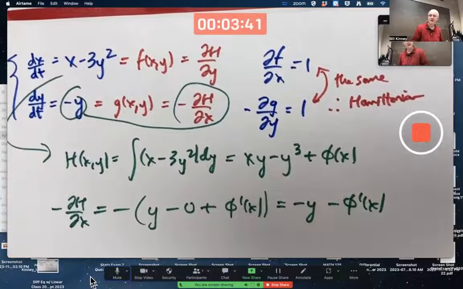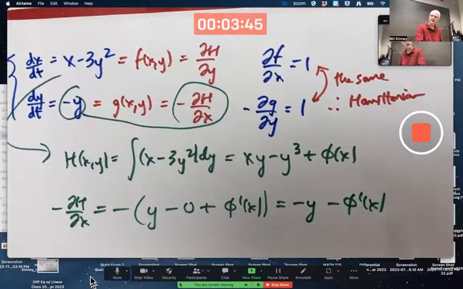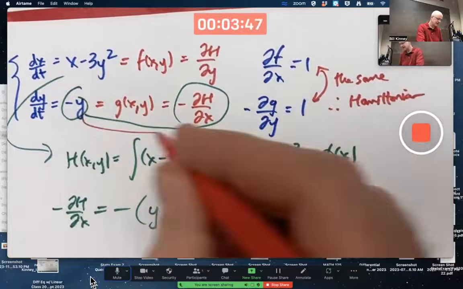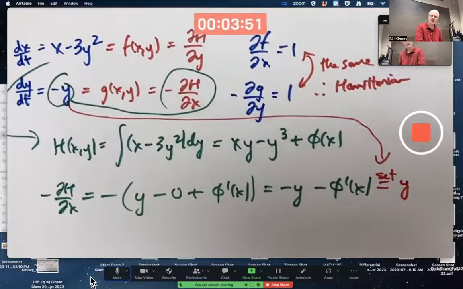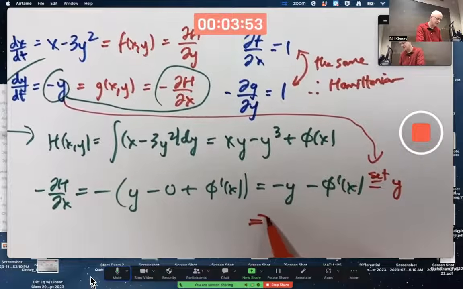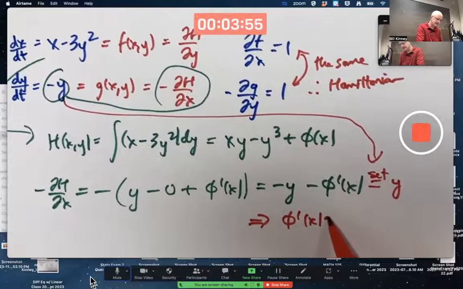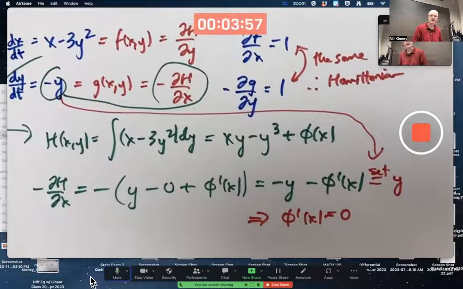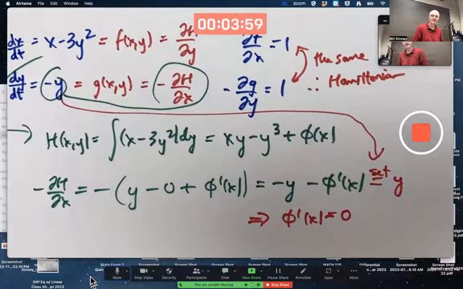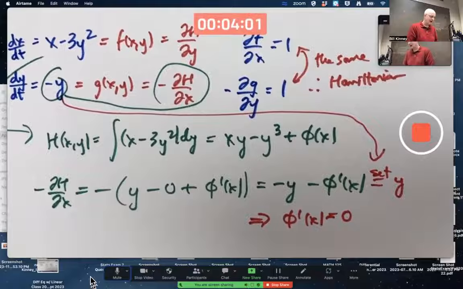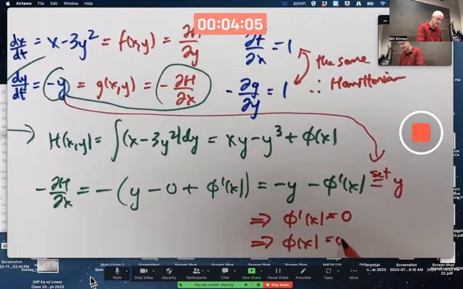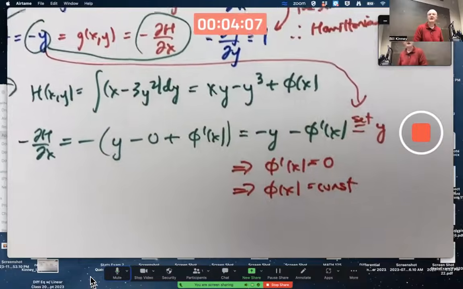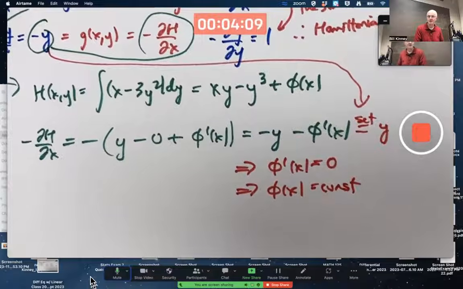That doesn't always happen. I think in the example last Friday, it didn't happen that phi prime of x had to be 0. I'm setting this equal to negative y, solving for phi prime of x. Phi prime of x is 0 in this case. That means phi of x can be taken to be a constant, but I might as well take the constant to be 0.